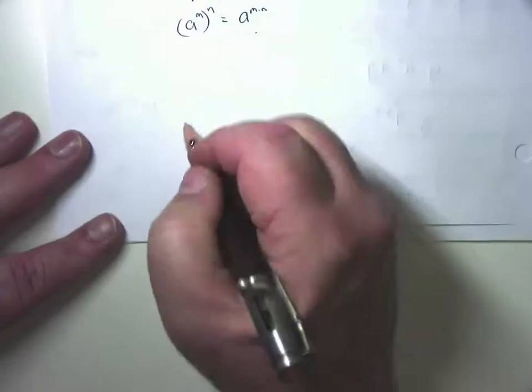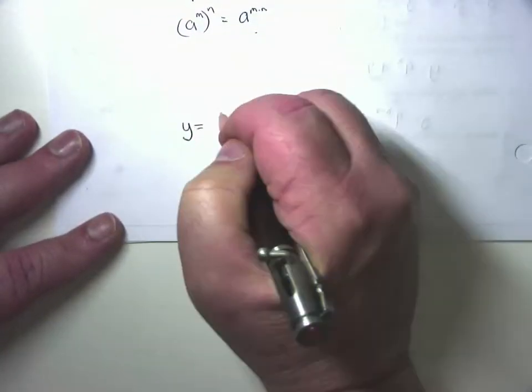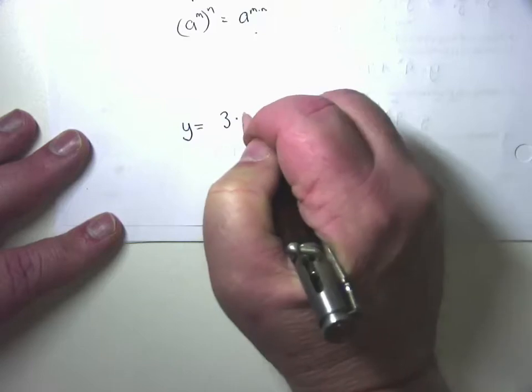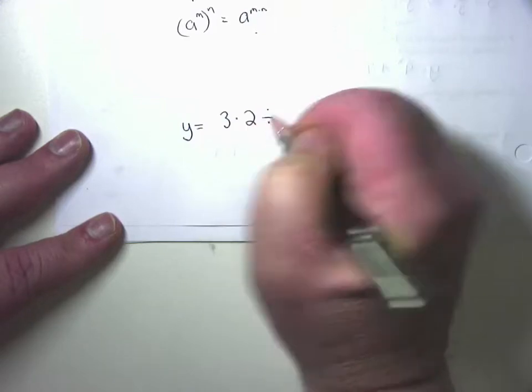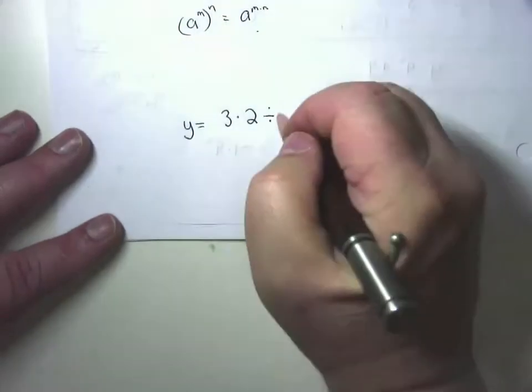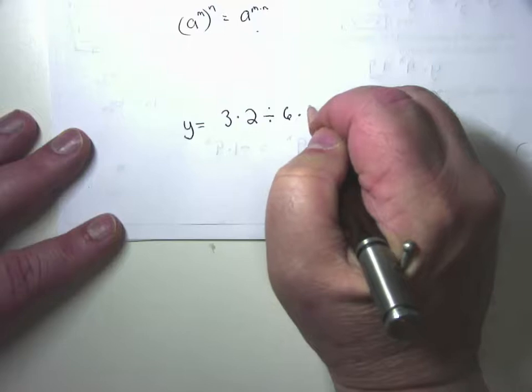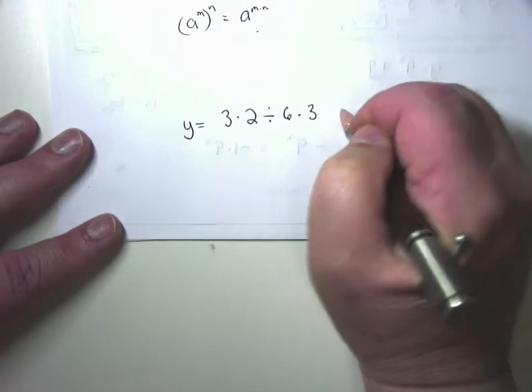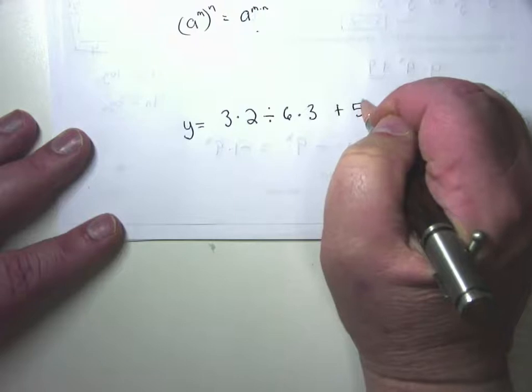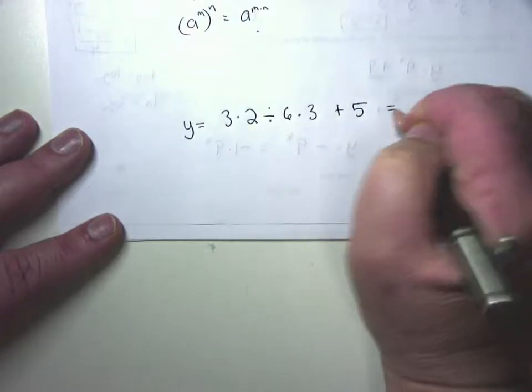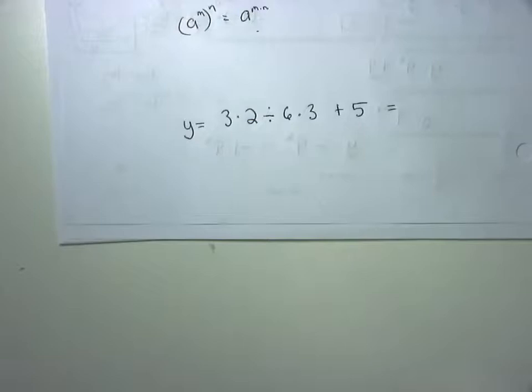I had a question for you guys. y equals 3 times 2 divided by 6 times 3 plus 5. All right. Without the use of a calculator, tell me what the answer is. All right, I hear two numbers. I hear 6 and I hear 8. Okay? Do I hear any other ones?